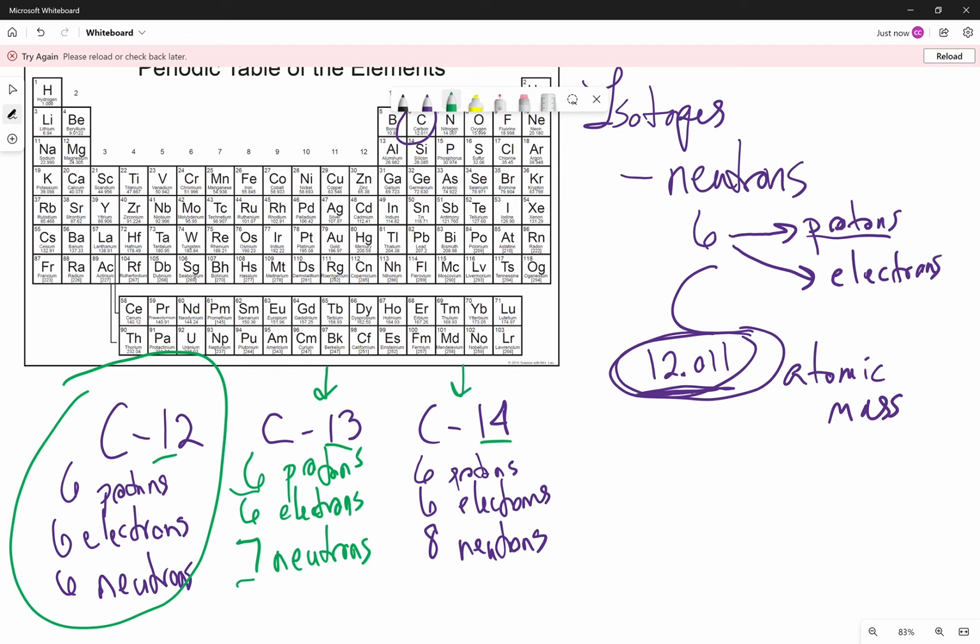We take all that into account when we do our averaging, and that is why we have this number with some decimal places. We don't just go out in nature and find an element that is only one type, and then call it a day and have this round number on the periodic table. No, we find different isotopes of the element, and those different numbers of neutrons affect our overall mass, and once we average that, we have our atomic mass.